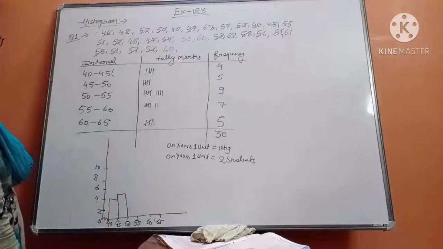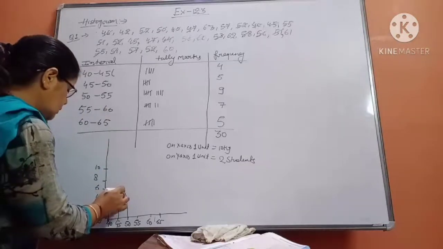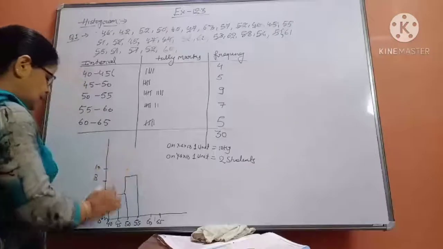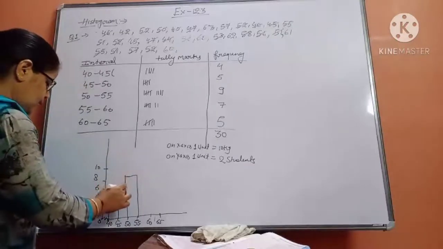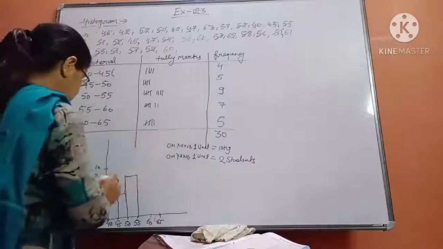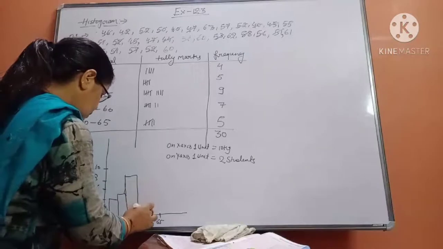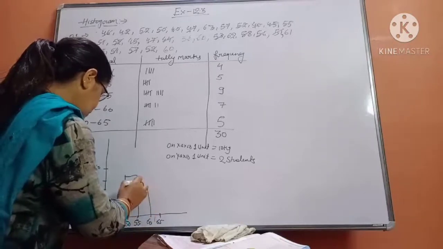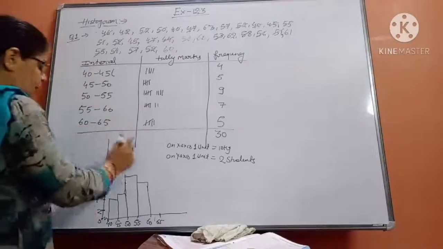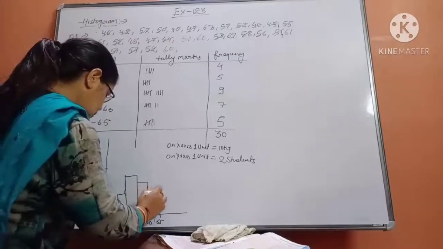Okay. Then 50 to 55, 9 students. 9 will come in middle of this. So in this way, in your graph it will come exactly correct. Okay. So in this way, 55 to 60. How many are there? 7 are there. So 7 will come between 8 and 6. So from here you will make in this way. Okay. And 60 to 65. 5 are there. So 5 will come in middle of this one. So here it will go in this way.